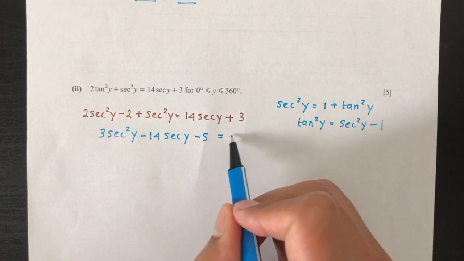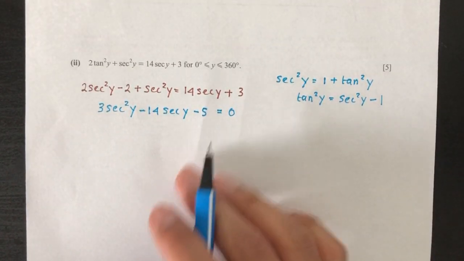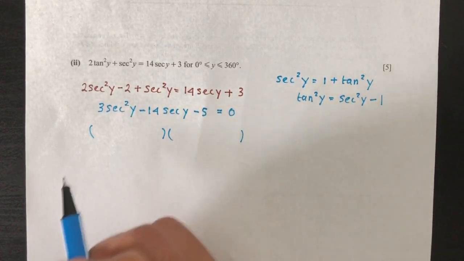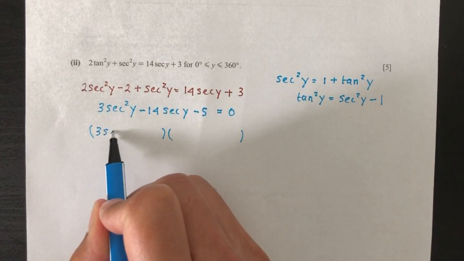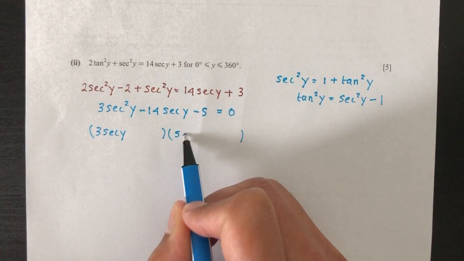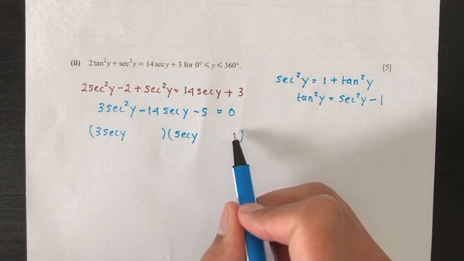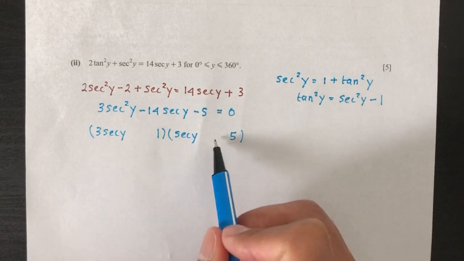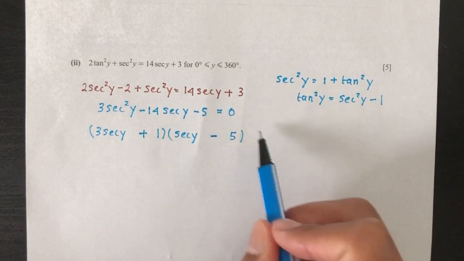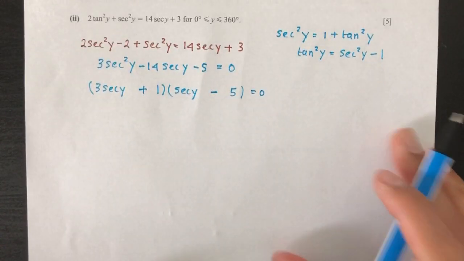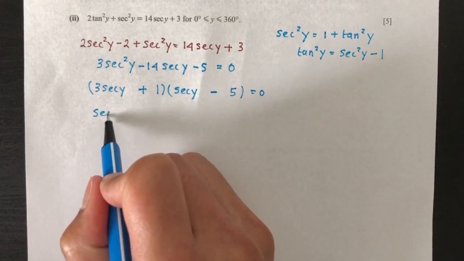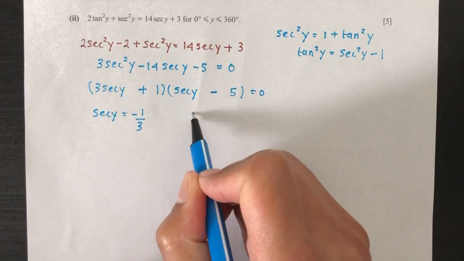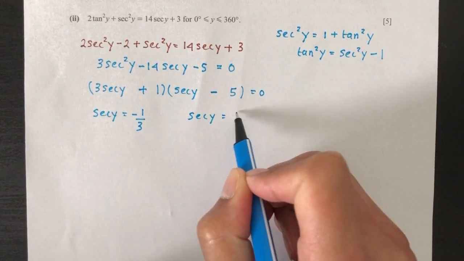Now we can factorize into two brackets because we have a square. That will be 3 sec y, and sec y. 5 is 5 times 1. So to get minus 14, it has to be minus 15 plus 1, equal to 0. So the first one is sec y is equal to minus 1 over 3, and sec y is equal to 5.